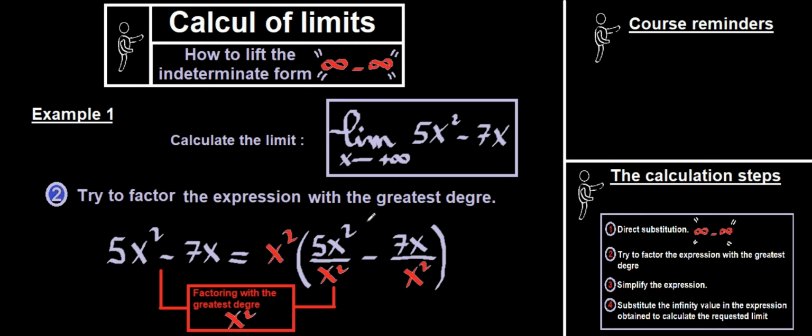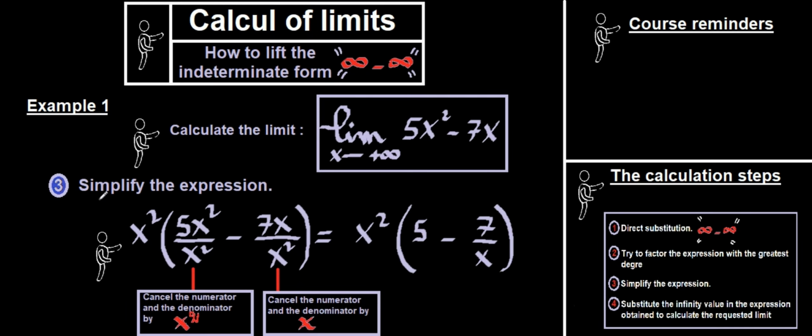Step number 2. Try to factor the expression with the greatest degree. The greatest degree in our expression is x squared. So, when we factor with x squared, we get x squared times 5x squared over x squared minus 7x over x squared.